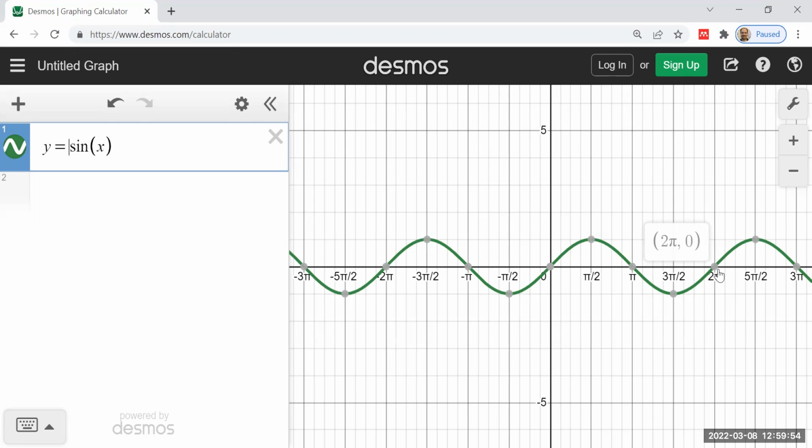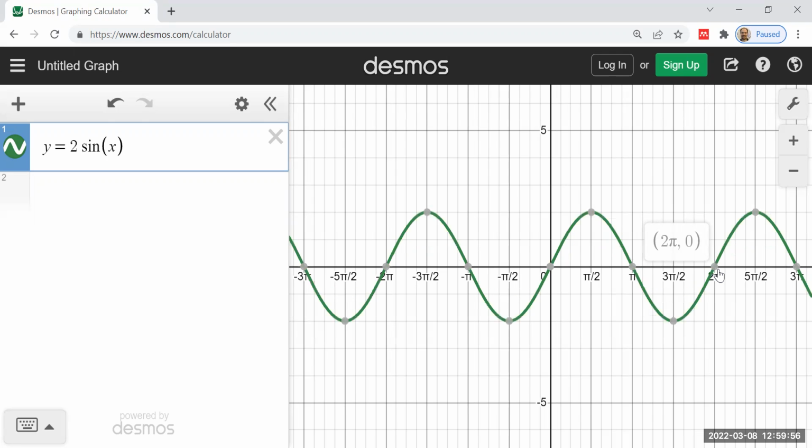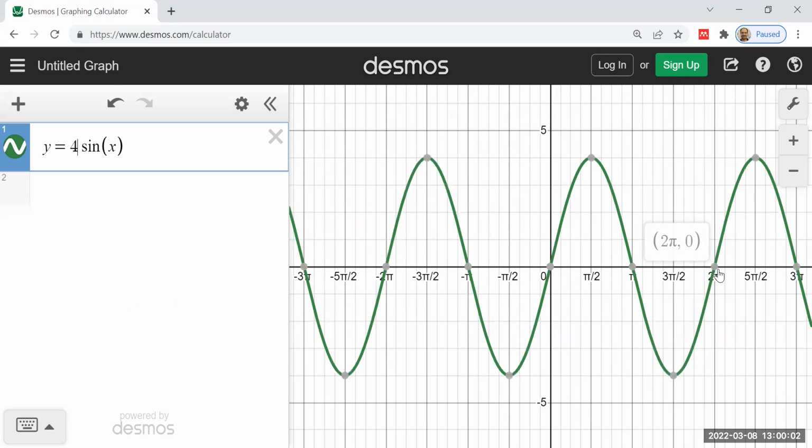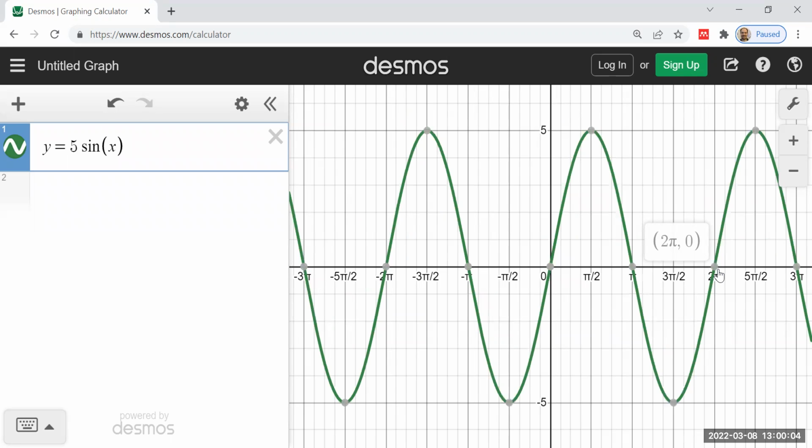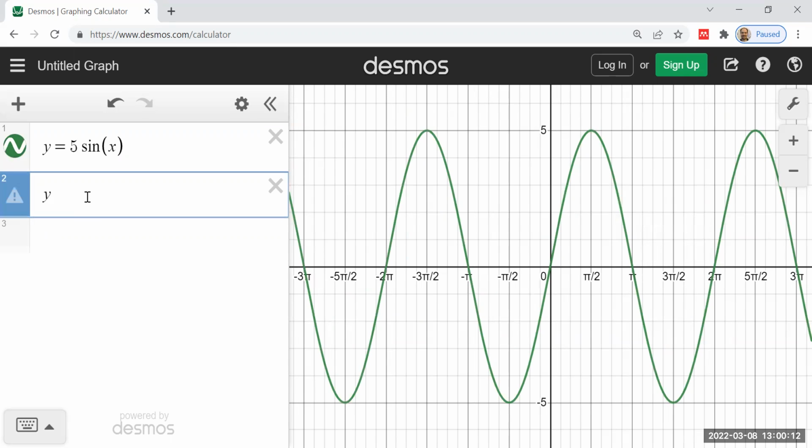I think I showed you guys yesterday, though, what happens when you put a number out in front. So if I put a 2 in front, see how it gets taller? 3, 4, 5. It's stretching our graph out farther and farther away from the line we called the equilibrium. The equilibrium line, in this case, is just 0. And that number that I'm putting out in front determines how far away from that I go. And that's called the amplitude.